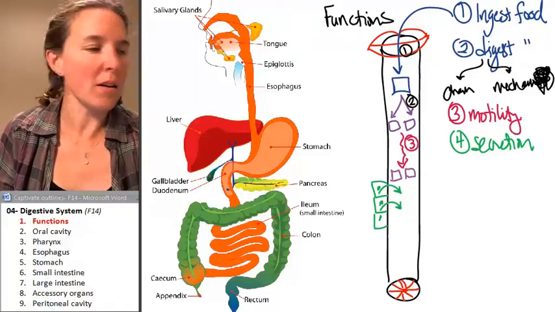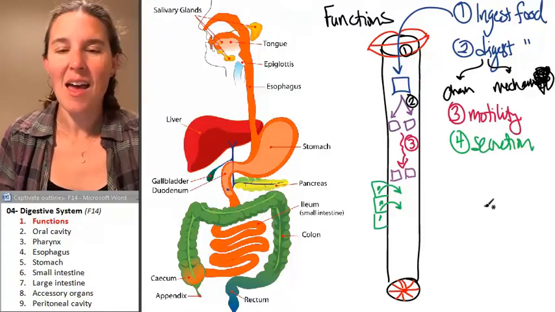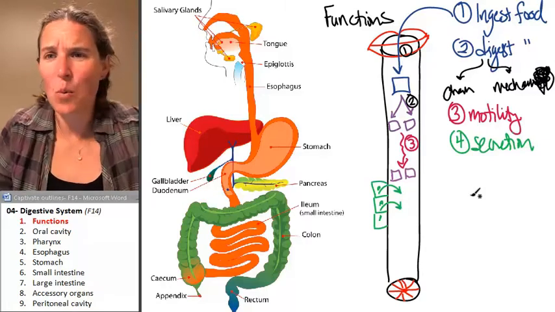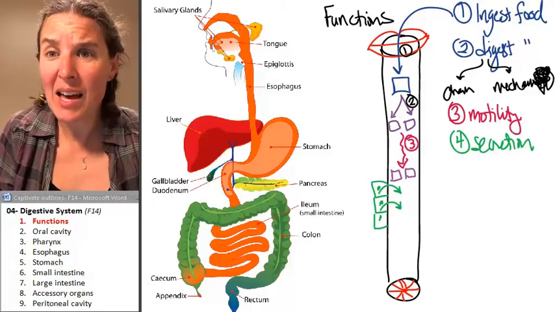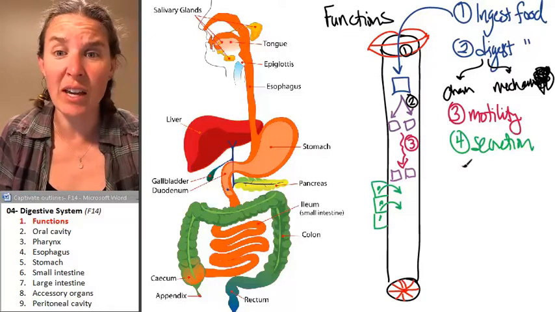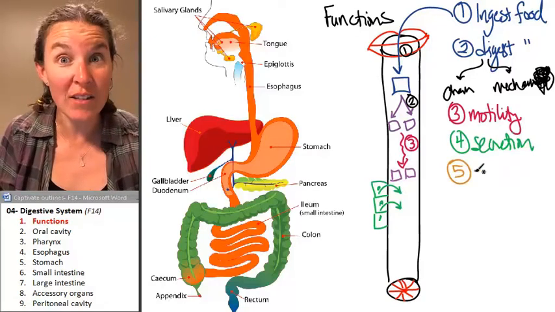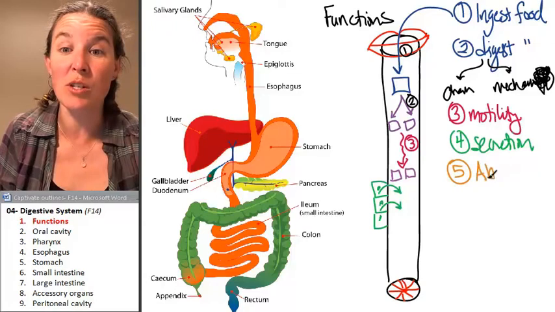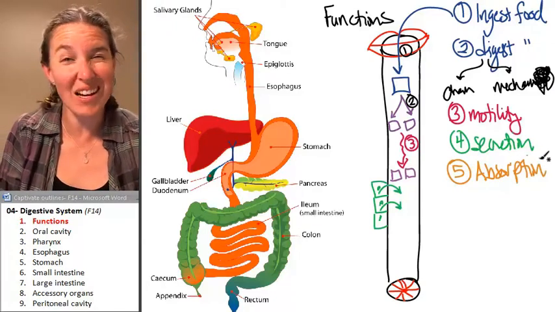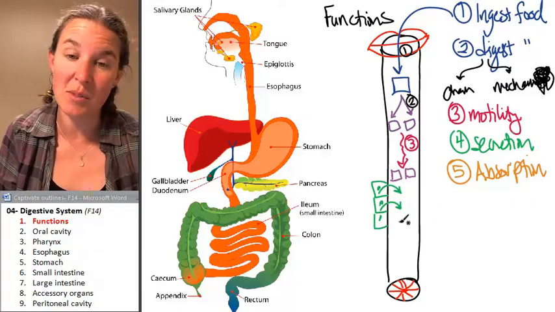All right, number 5. Why are we doing all this? Digestive system, why? Because you're hungry. Your cute little cells are starving. And so another function of the digestive system is absorption. Again, hopefully familiar, because this is actually a function of the epithelial tissues themselves.